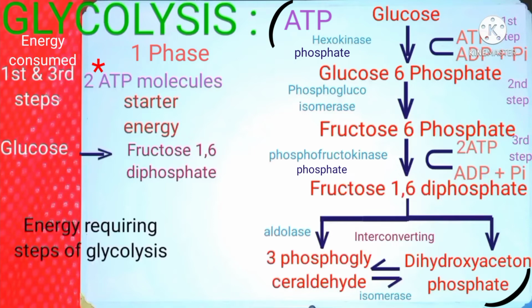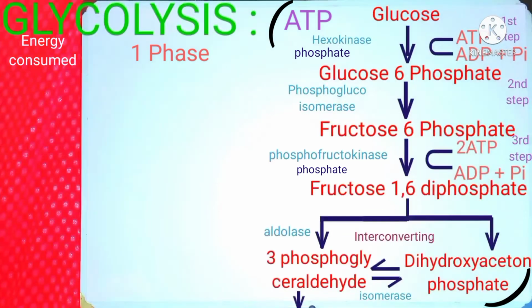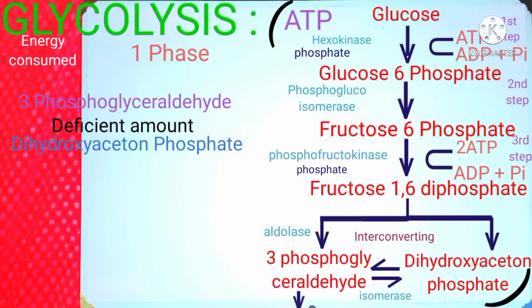Now we will utilize 3-phosphoglyceraldehyde at a faster rate, but when this compound is present in a very deficient amount, then dihydroxyacetone phosphate is converted into 3-phosphoglyceraldehyde, which is further processed during glycolysis.